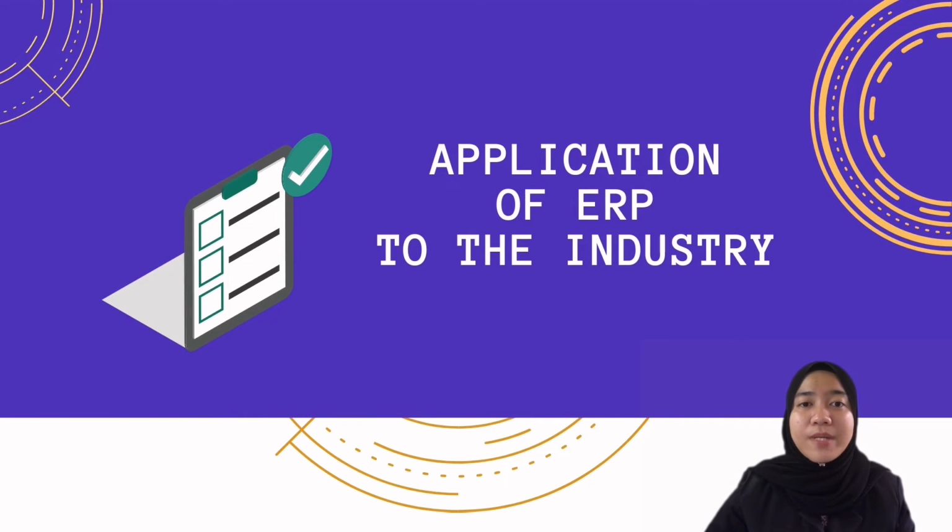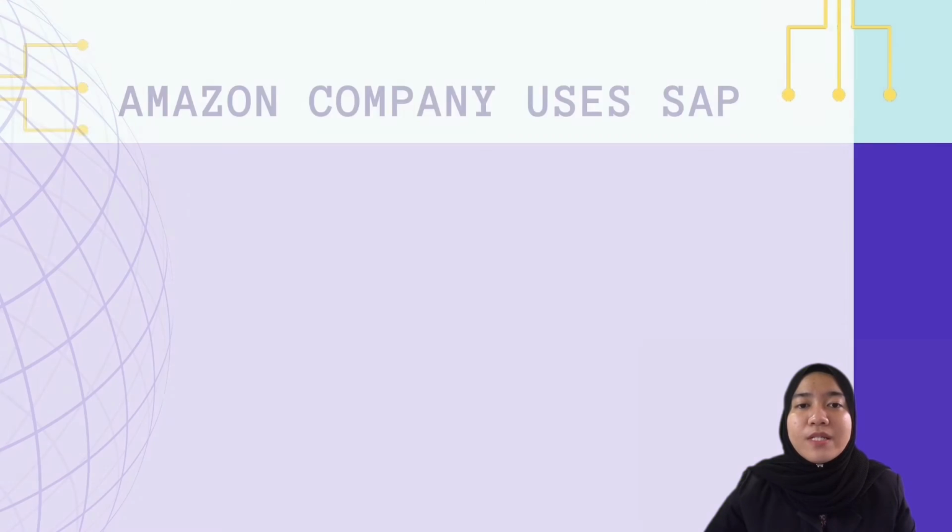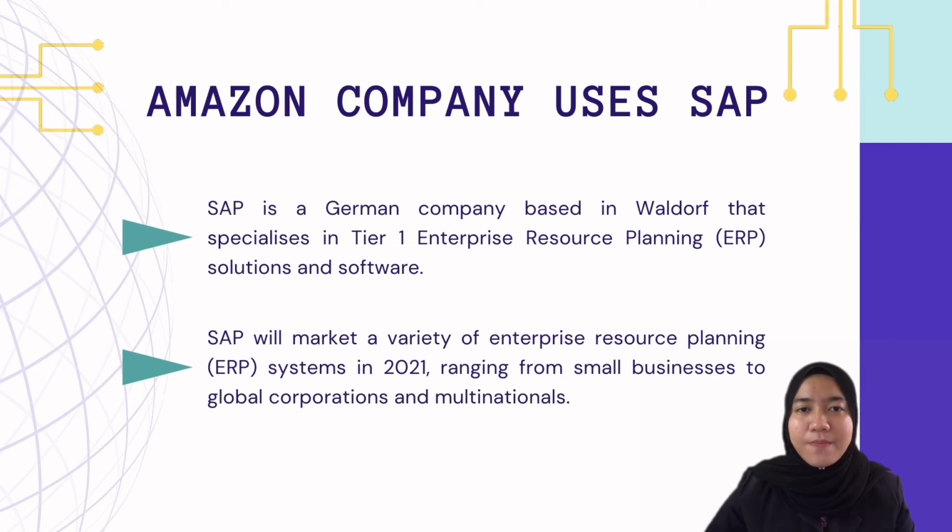First of all, I will explain the application of ERP to the industry. Some of us know that Amazon company uses SAP. What is SAP? SAP is the largest software company in Europe and it is a German company based in Walldorf that specializes in Tier 1 enterprise resource planning solutions and software. SAP employs about 102,000 employees around the world, but it has recently expanded into a number of other business product lines, providing extra functionality to core ERP through both organic development and acquisition.